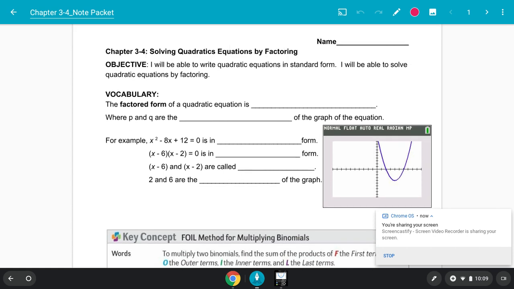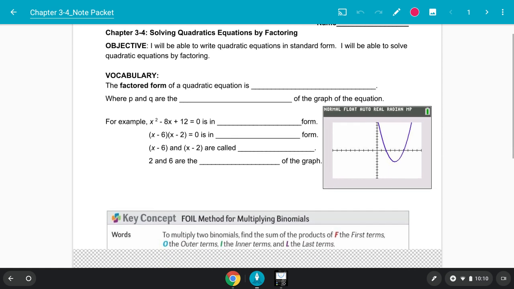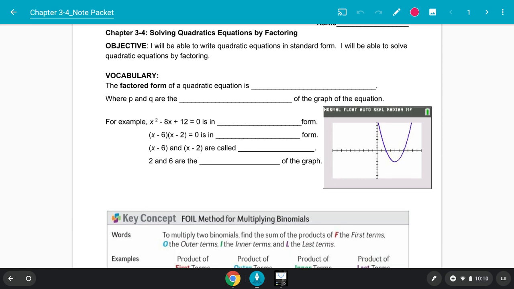We're gonna talk about solving quadratic equations by factoring. This is section 3.4 or 3-4. So I'm going to go a little bit out of order, and rather than starting with the vocabulary, I'm just going to show you this example first, and then we'll fill in those blanks for vocabulary.